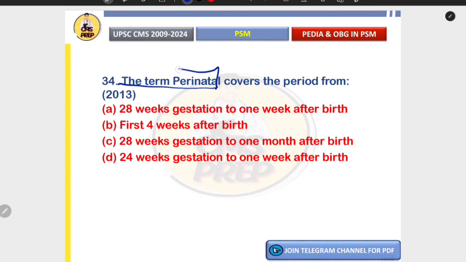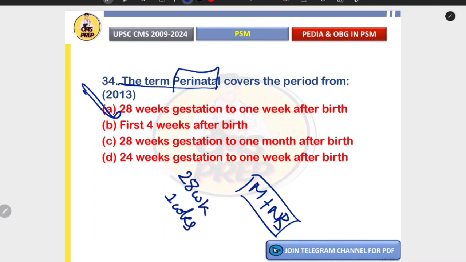The term perinatal covers the period from. So the perinatal period is defined as the period from 28 weeks of gestation to 1 week after birth. Hence the correct option is A. It is important because perinatal care saves both mother and newborn. It is an important indicator.